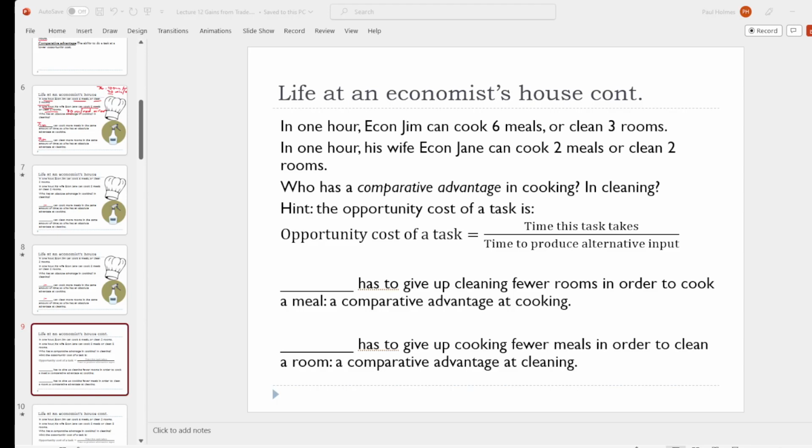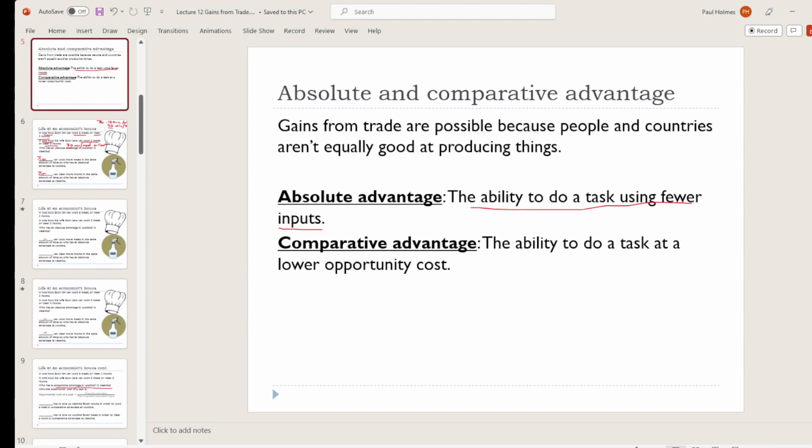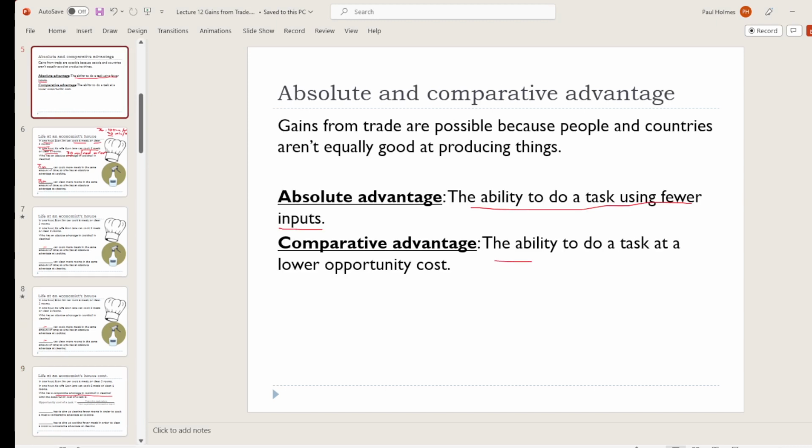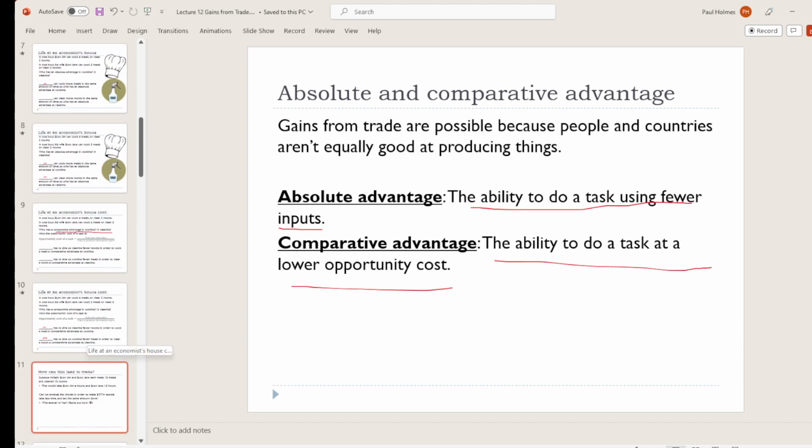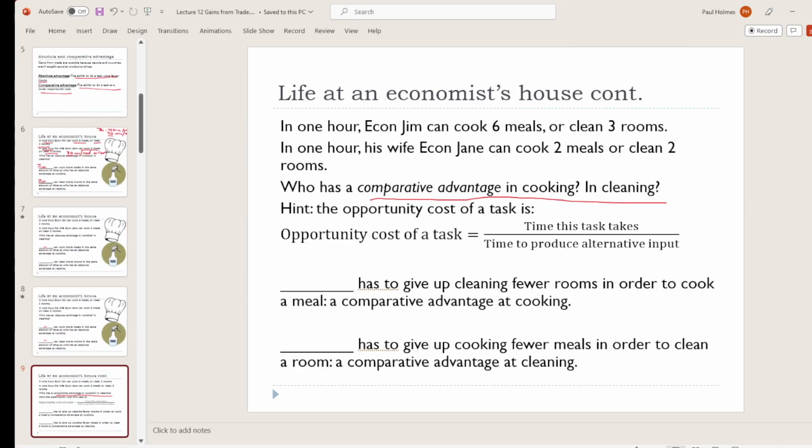On our next slide, we're looking at comparative advantage. Who has the comparative advantage at cooking and cleaning? If we go back up to our definition, comparative advantage is the ability to do a task at a lower opportunity cost. That is, giving up the opportunity to do less other stuff means that we have a comparative advantage at doing that thing.